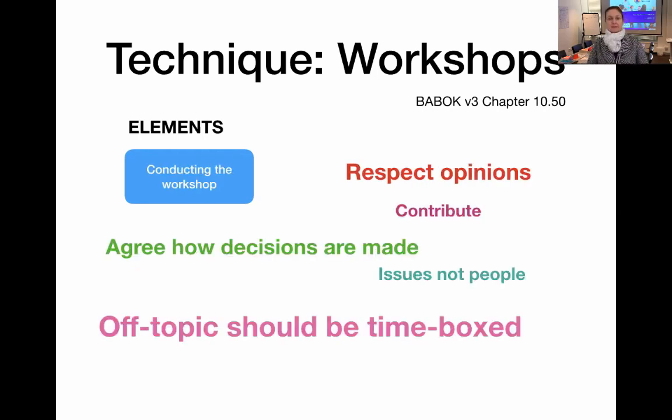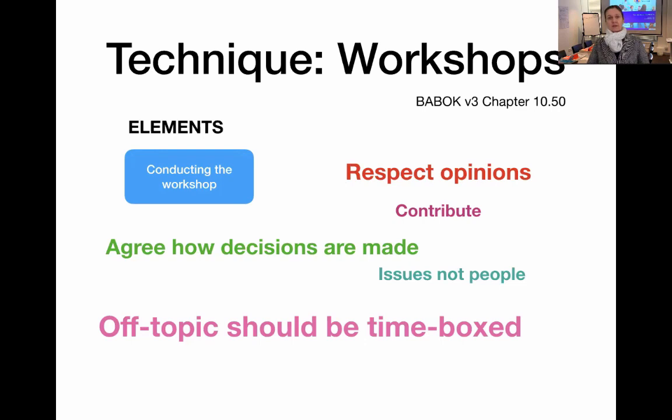Now, the third element of workshops is about conducting the workshop. Here are just a few things to keep in mind during the workshop itself. One is invite people to contribute their opinions and respect those opinions. And everybody should also respect each other's opinions. Make sure that everybody contributes. You can do this using different techniques. As a facilitator, you should make sure that you include everyone in different ways to give a contribution.